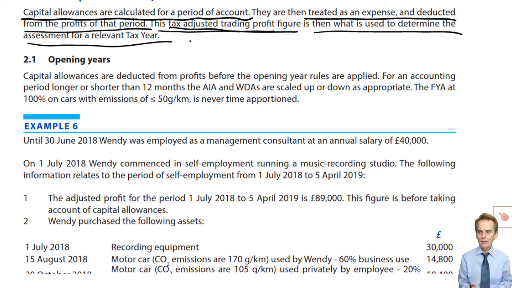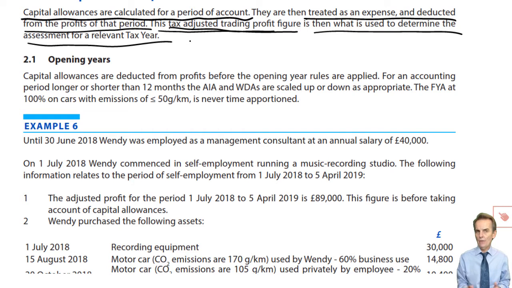A car there with CO2 emissions that do not exceed 50 grams per kilometre. But if it's any other cars that we have, cars are always the interesting one when it comes to capital allowances. The problem with cars is we don't get AIA. If it's low emission, we get FYA. If it isn't low emission, we get writing down allowance. But then that level of writing down allowance yet again depends on the CO2 emissions.